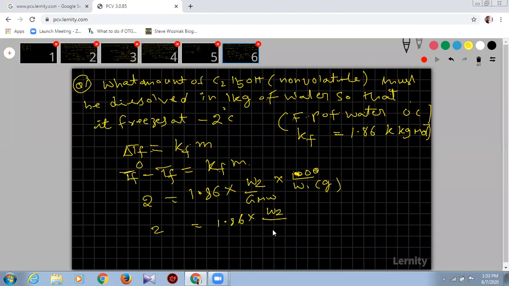So W2 by what is the gram molecular weight here of ethyl alcohol? Gram molecular weight of ethyl alcohol how much here? 46. So that's fine. You will get one here. So if W2 is equal to how much will come? Nearly 50 grams will come. Anyone who didn't get this problem? Okay, you can note down.